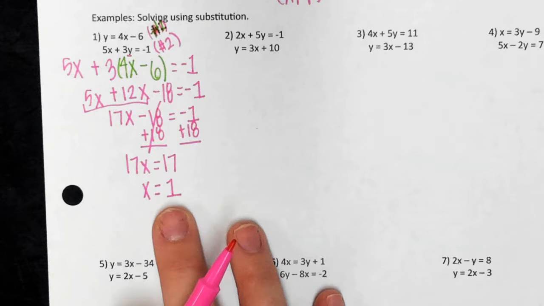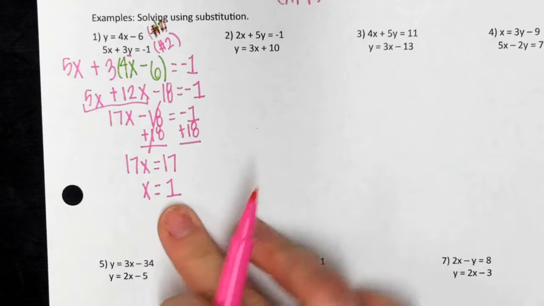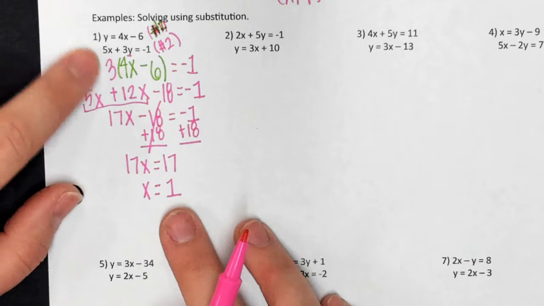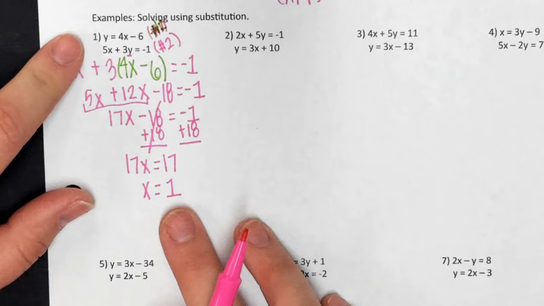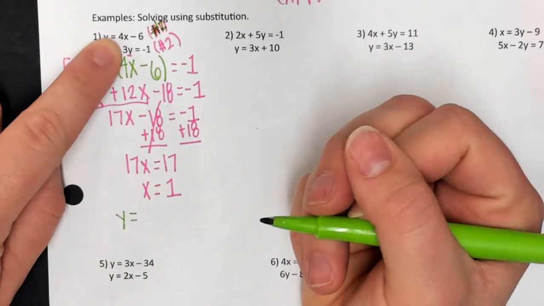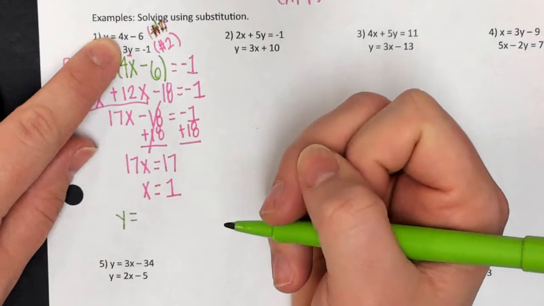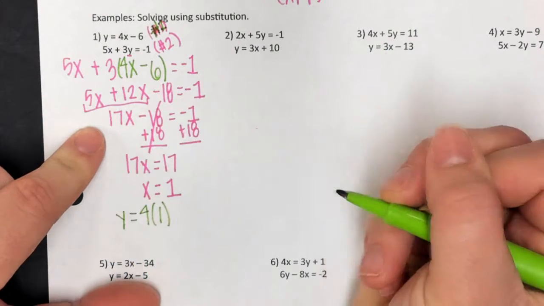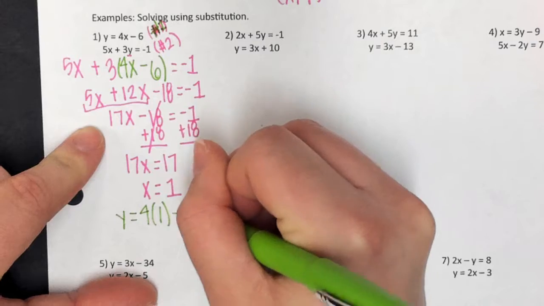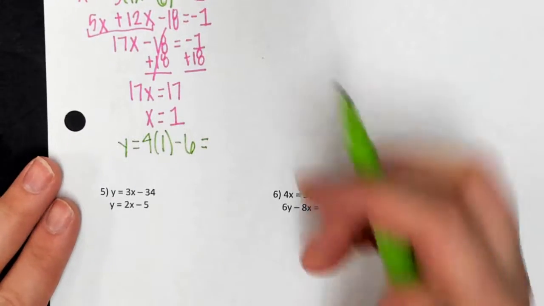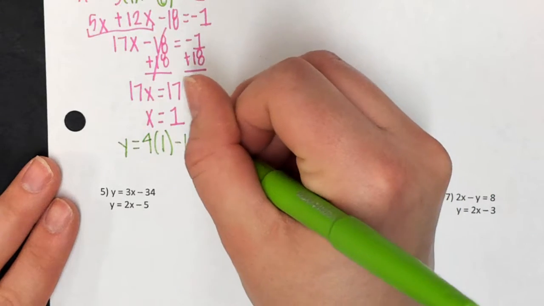I have to plug it back in. I'm going to plug it back into equation 1. Raise your hand if you know why I'm plugging it back into equation 1. So I can get y. So I know that y is equal to 4x minus 6. Well, instead of writing x, I'm going to write 1. So 4 times 1 minus 6 is equal to negative 2.